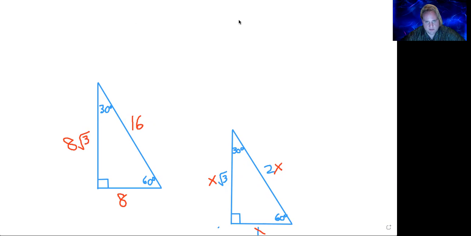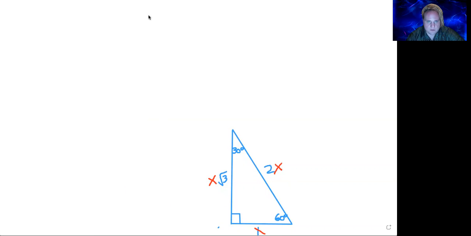So problems can become difficult if they're oriented differently. If I put this upside down or at an angle, I have to make sure I'm selecting what is the correct short leg, hypotenuse, and so forth.